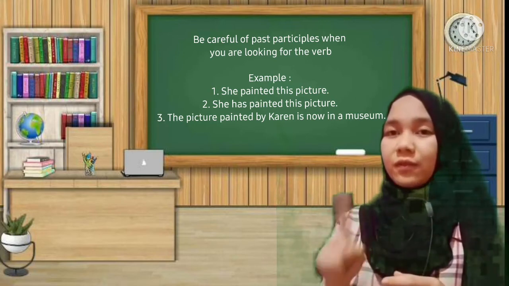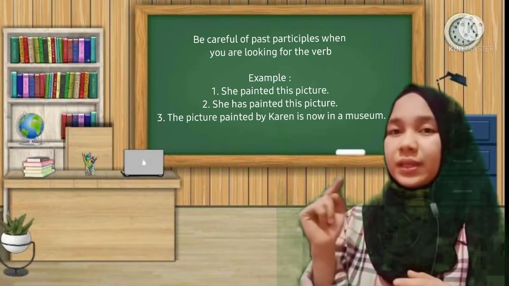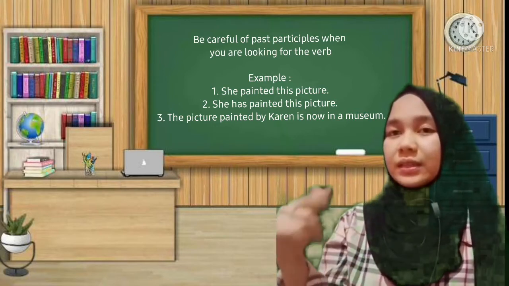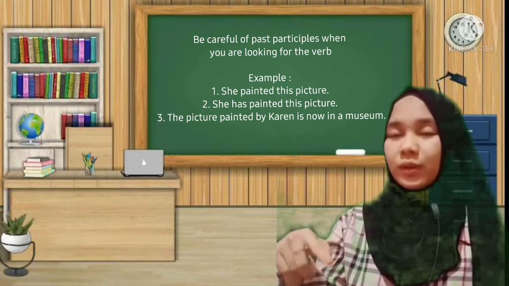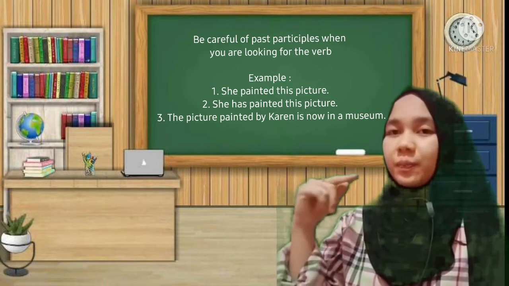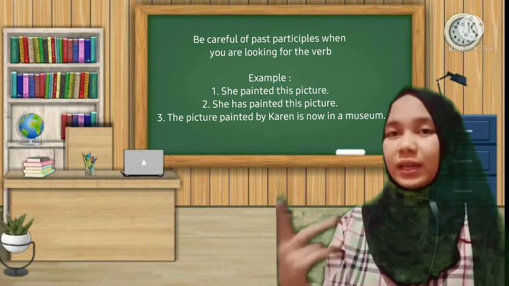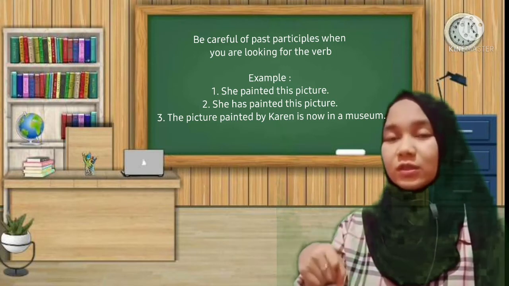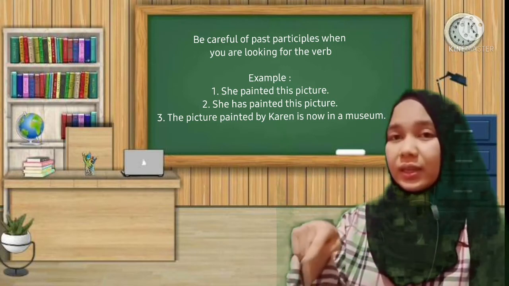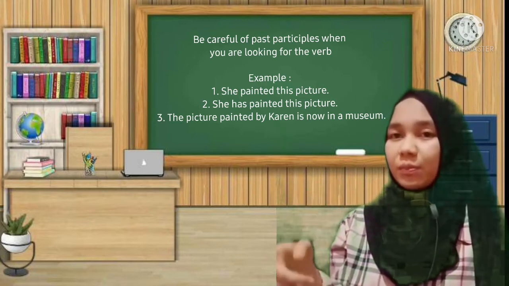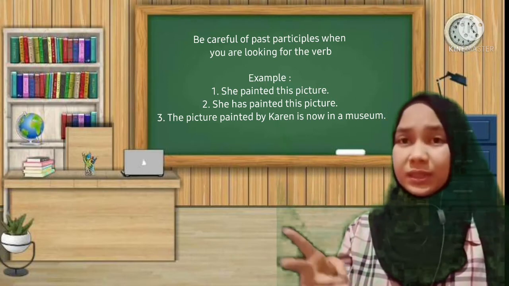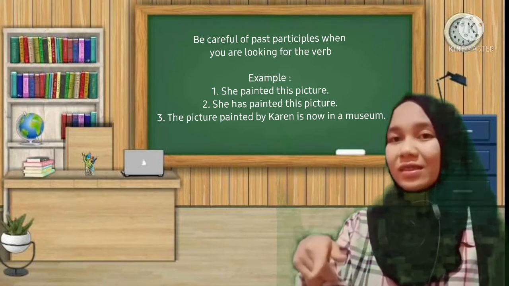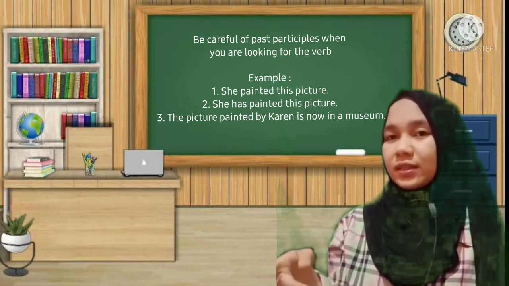For example, the first: she painted the picture. From the sentence, we can analyze that painted in the sentence is verb 2 because this sentence uses simple past tense. The second example is she has painted the picture. From the sentence, we can analyze painted in the sentence is past participle, or we can say verb 3, because it's followed by has.